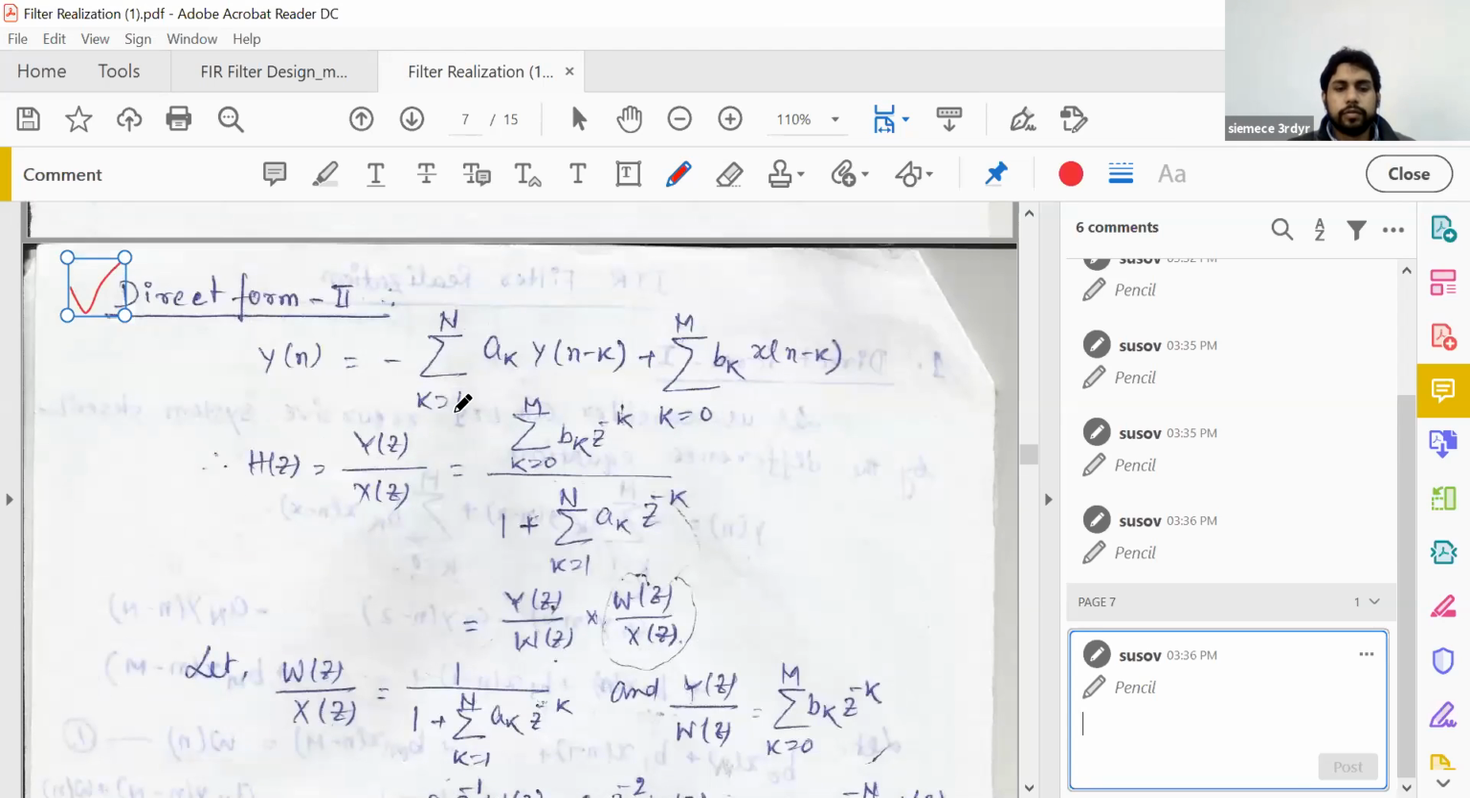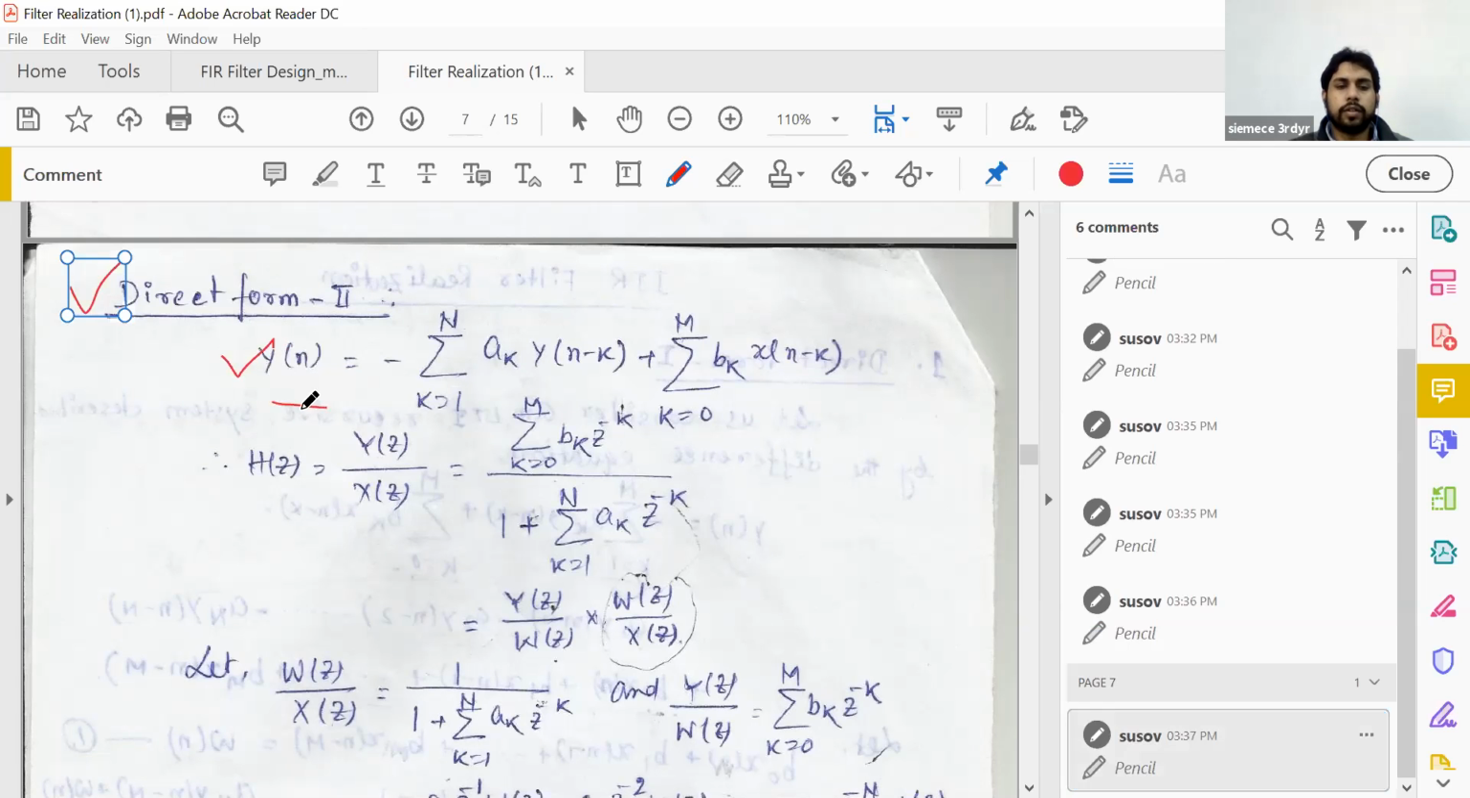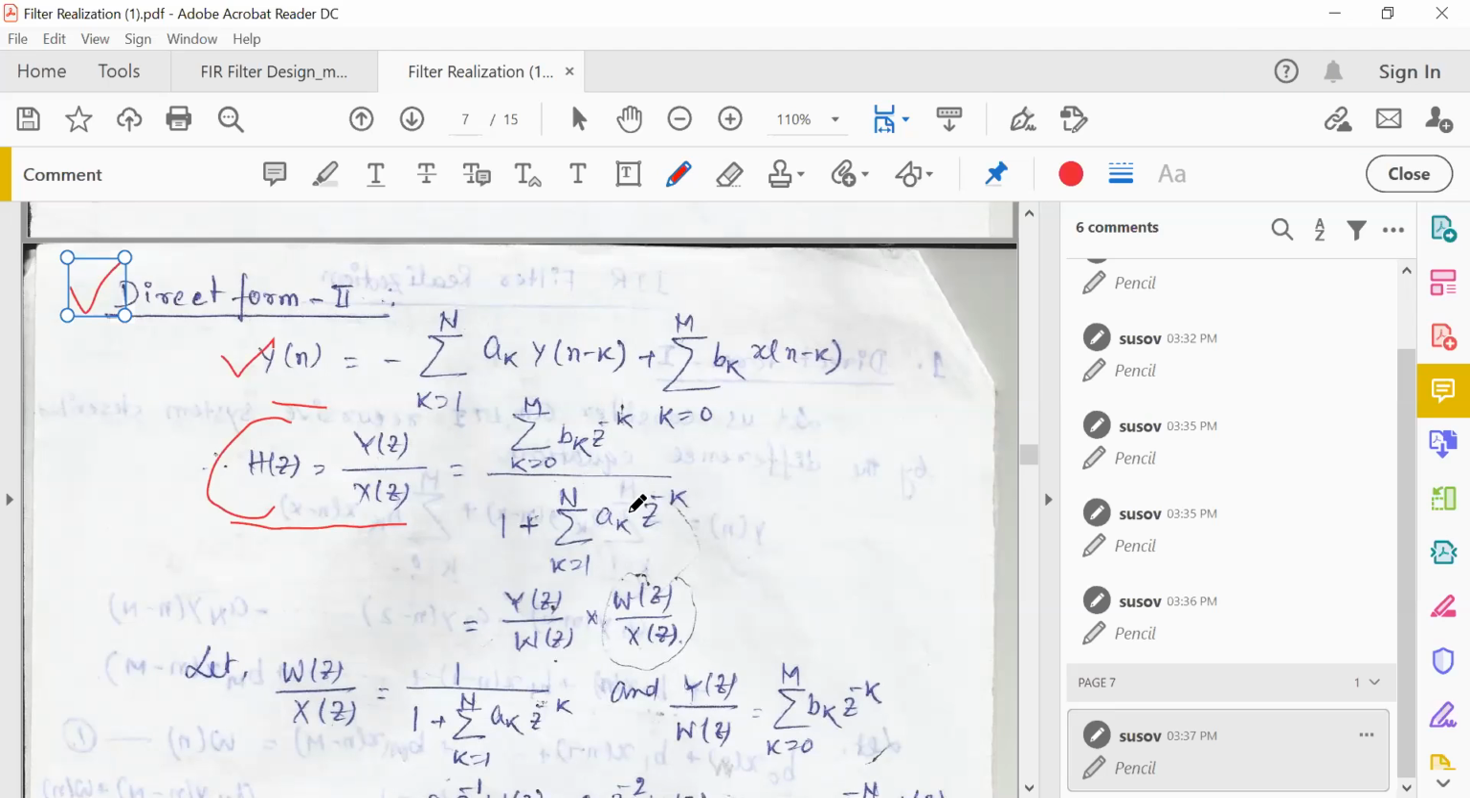Now in DF2, this is the standard difference equation: y of n is equal to minus sum k equals 1 to N a_k y of n minus k plus sum k equals 0 to M b_k x of n minus k. I wrote this equation in DF1 also. Now we take the z transform and write H of z, which is Y of z by X of z.